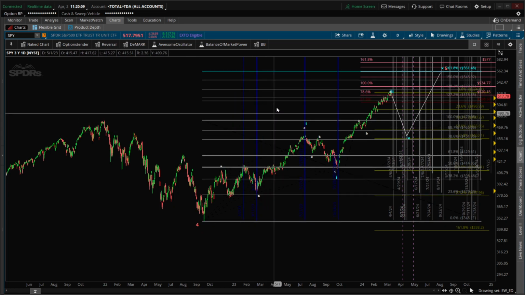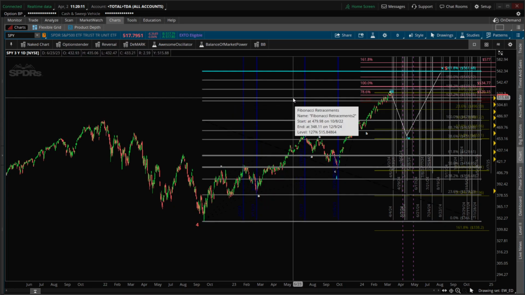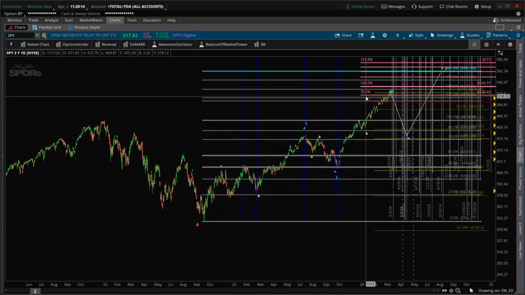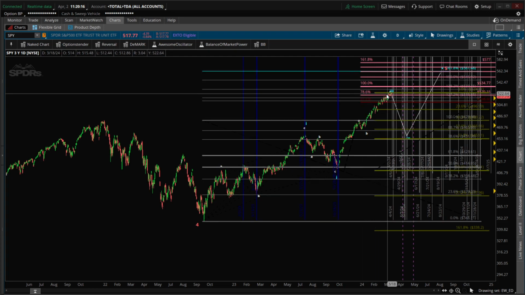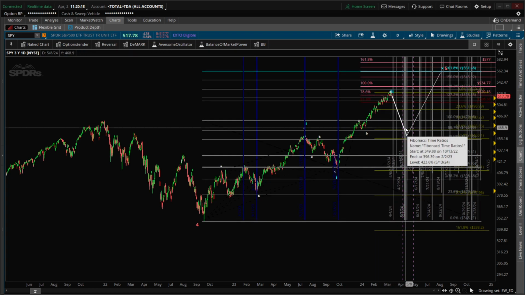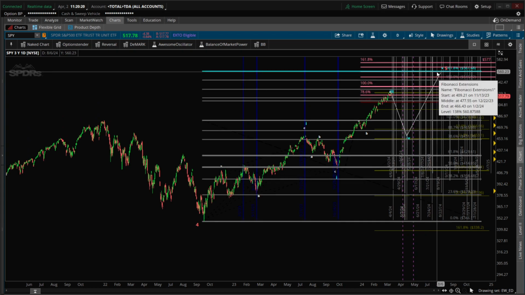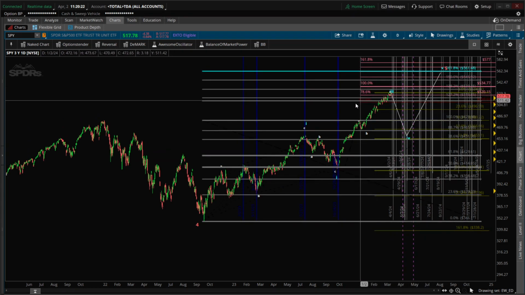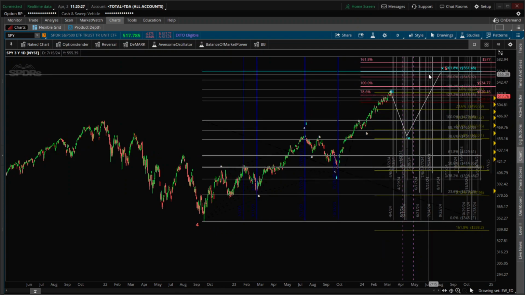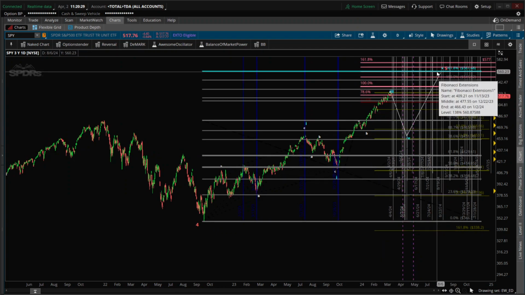That's the extension. We're already at the 128 extension here, 127.2. That's where we're at right now. We're reversing off of it, and we're looking for that 162% extension right there. So that would be our next target if we continue to move higher.